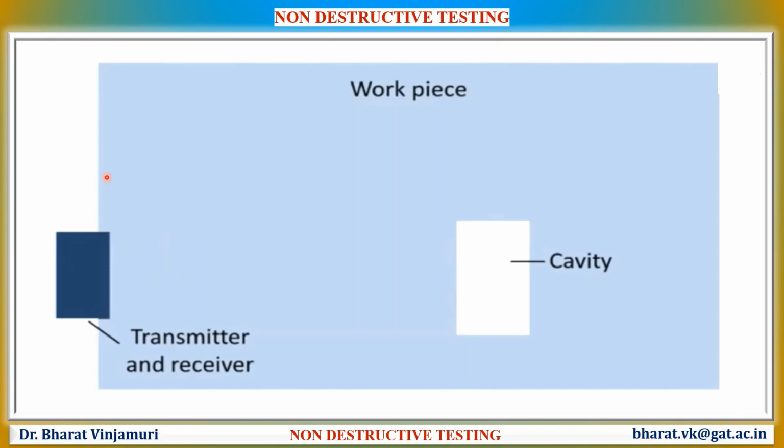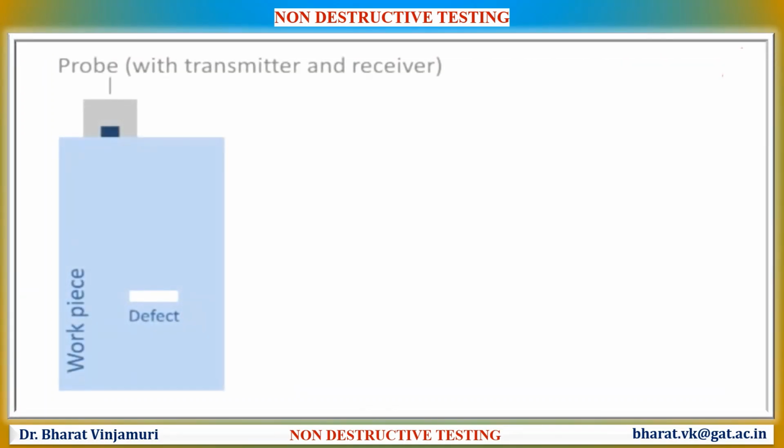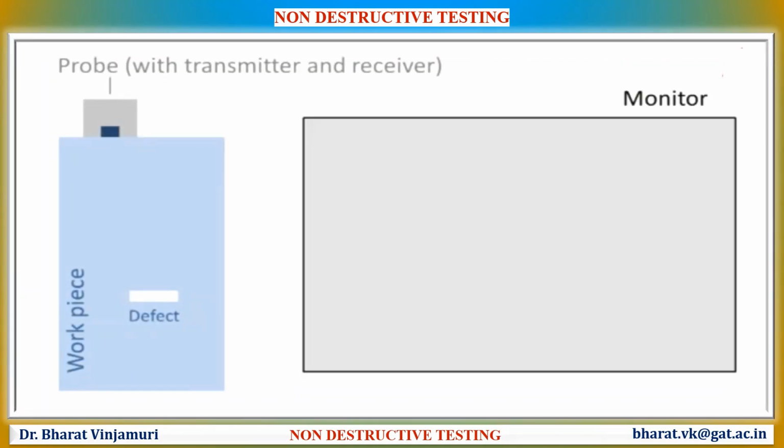When the wave reaches the back wall, the echo produced is called the back wall echo. If the sound wave is reflected from the cavity, this echo is called the defect echo. The transducer is connected to the monitor. In the monitor, the intensity is plotted on the y-axis and the time on the x-axis.